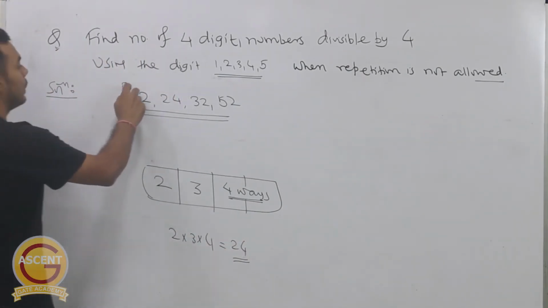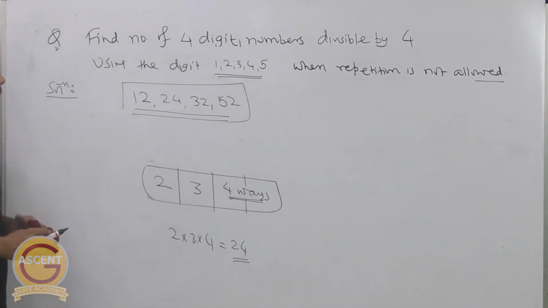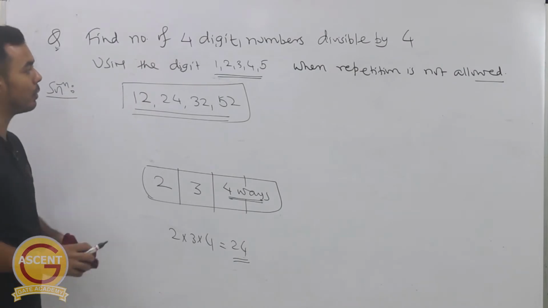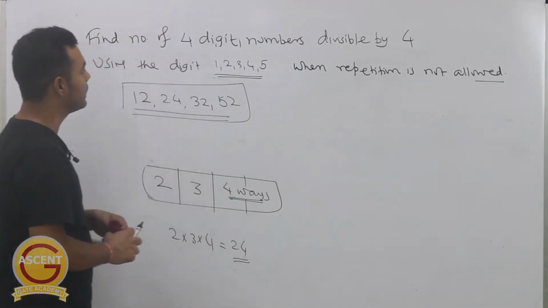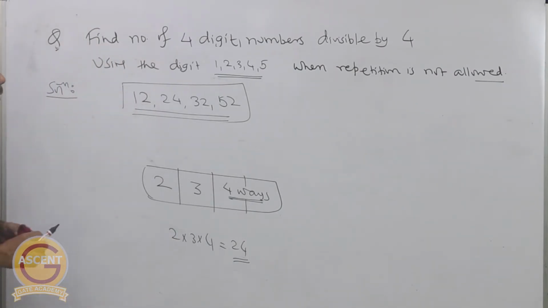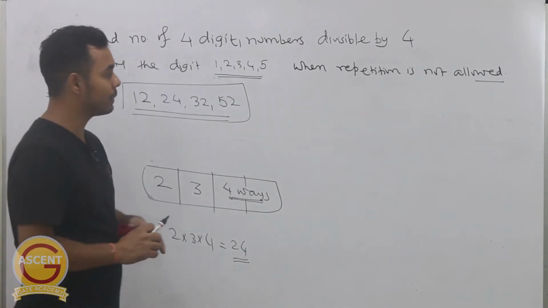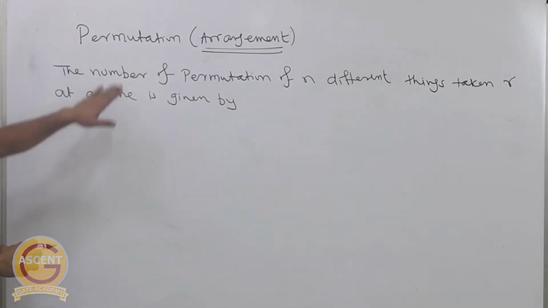Only thing is that you have to fill the last 2 places simultaneously. Only in that case the number will be divisible by 4. So these were some of the basic problems based on the fundamental principle of counting. Now next we are going to see permutation, and then we will talk about combination. Okay, so our next topic is permutation.